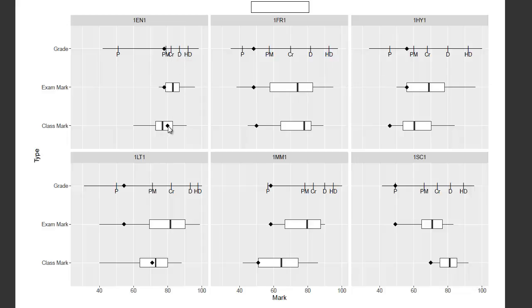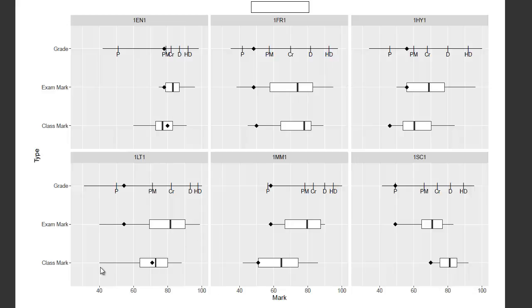And the diamond is where the boy himself stands in each of these distributions. So let's have a little bit of a closer look. If we look over here, we see the science class marks. These are quite compressed. They run from about 70 to about 92 or so. So not a particularly big distribution there.